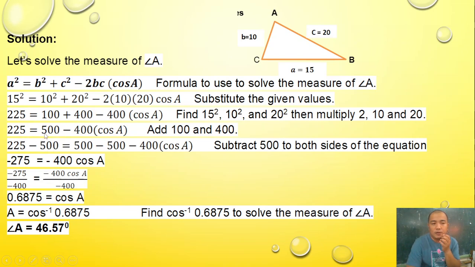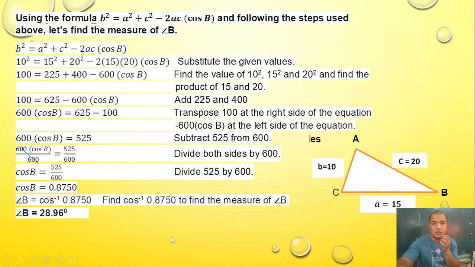Then subtract 225 minus 500, that is negative 275, equals negative 400 cosine A. Divide both sides by negative 400. That will give you cosine A equals 0.6875. Then from here, to get the value of angle A, shift cos in your calculator, shift cos 0.6875. So the answer is 46.57 degrees.